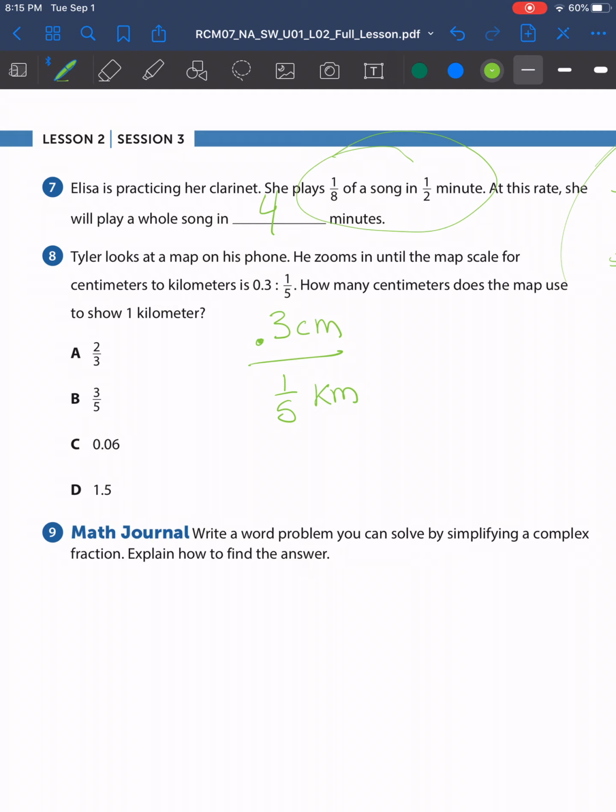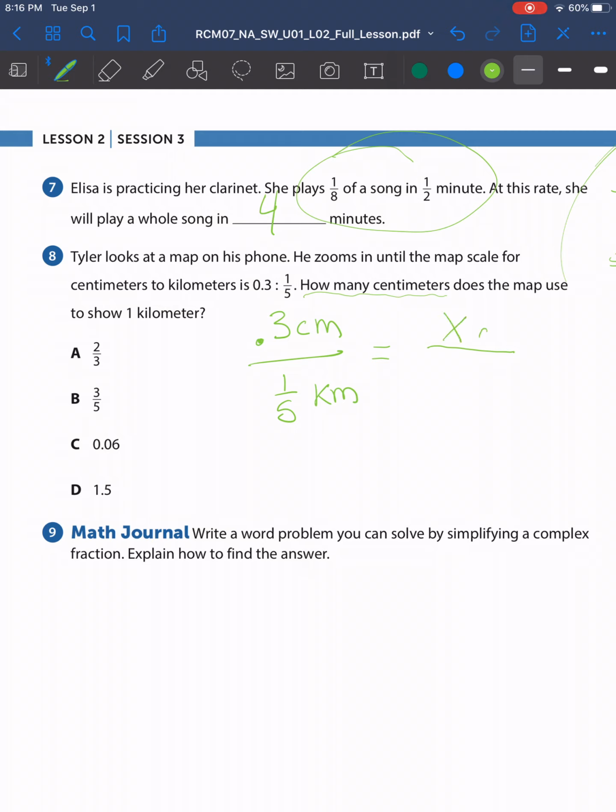Okay? I'm actually going to show you a new way to solve this. This is kind of fun. I'm going to make an equal sign right here, and I'll show you why. I'm going to set this fraction equal to a new fraction. I'm going to use x for my unknown number. My unknown number is how many centimeters. It's saying how many centimeters. That's what I'm going to go find, right?